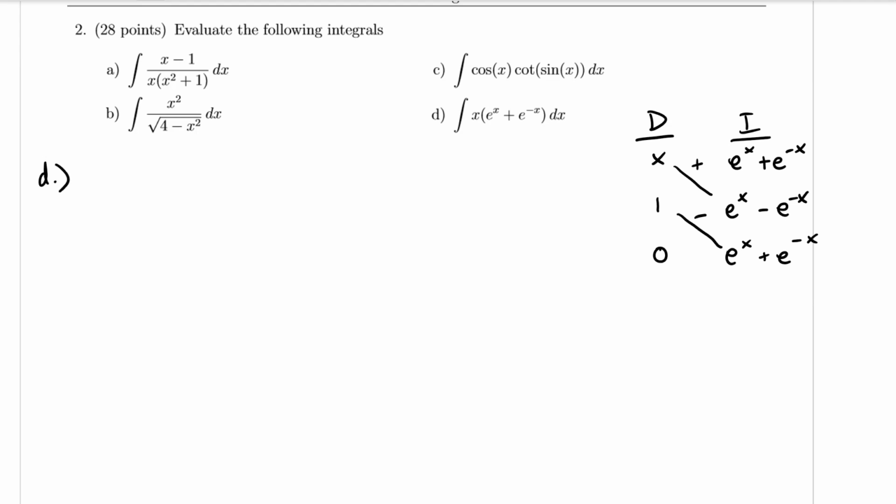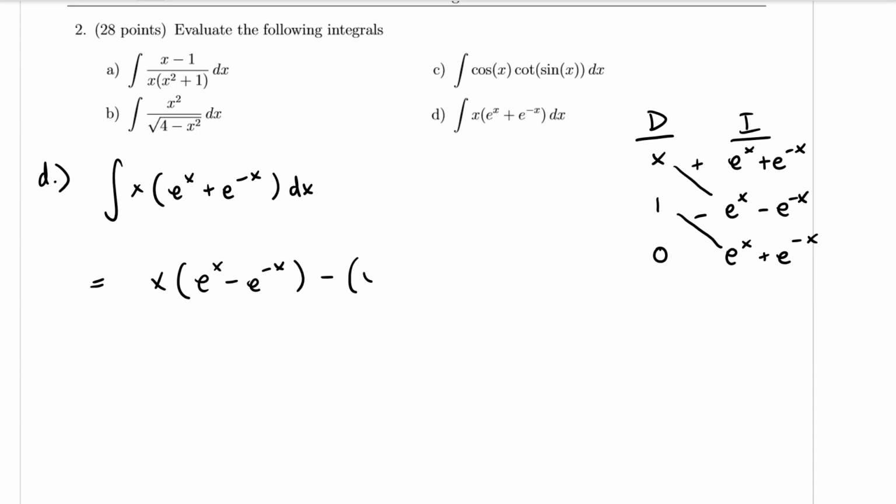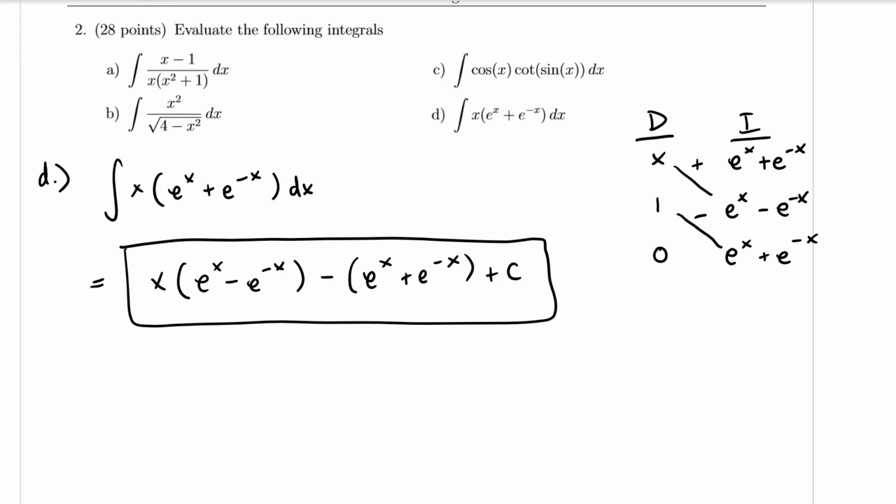So for part D, I have that the integral of x times e to the x plus e to the negative x dx is equal to x times the quantity e to the x minus e to the negative x, and then minus the quantity e to the x plus e to the negative x, plus our constant of integration. And here's our answer for part D.